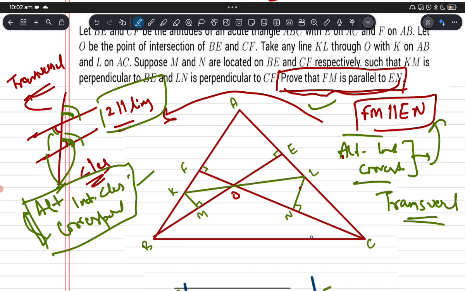Do we have a transversal? These are the lines that we are supposed to prove parallel. This is FM and we have EN, right? Notice that FN is acting as a transversal. These are the lines we are supposed to prove parallel, and FN is acting as their transversal. Now, if we prove this angle to be equal to this, are we done? That would be what? Alternate interior angles. If that happens, then we are done. We'll conclude that these are parallel.